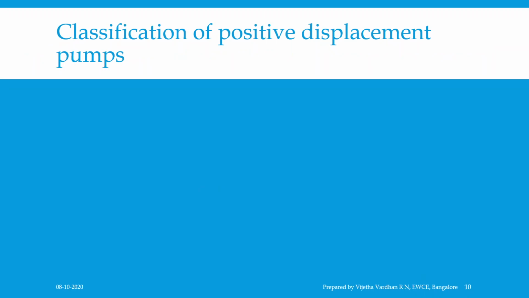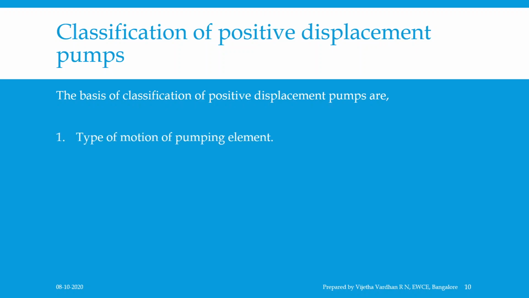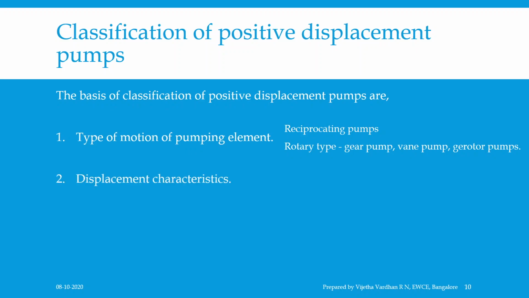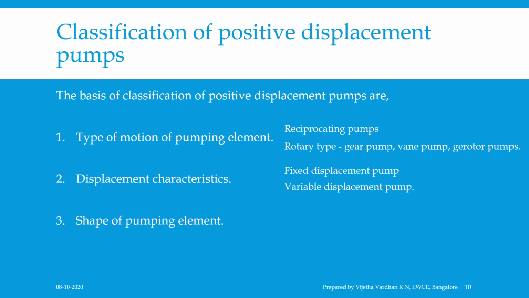The classification of positive displacement pumps. How do we classify this? The bases of classification of a positive displacement pump are as follows. Based on the type of motion of the pumping element, we can classify it as reciprocating pumps and rotary pumps. Again, it is further divided into gear pump, vane pump, and G-rotor pumps. And based on the displacement characteristics, we can divide it into fixed displacement pump and variable displacement pump. Coming to the shape of the pumping element, we can call it gear pump, vane pump, and piston pumps.